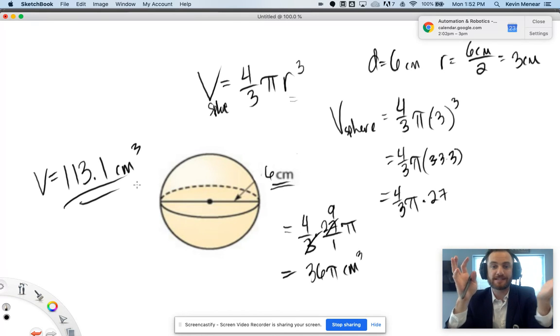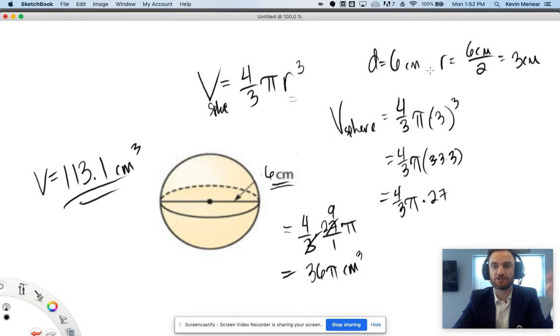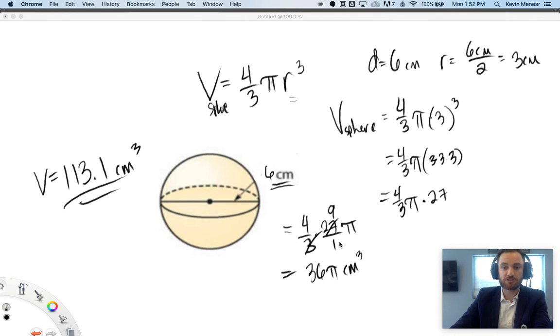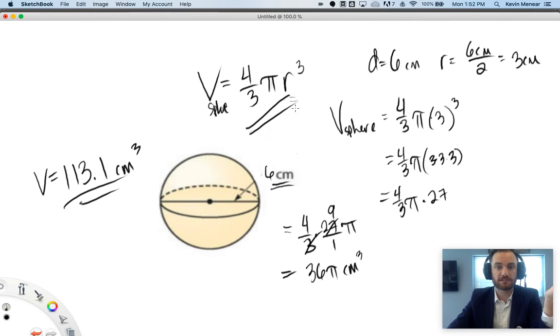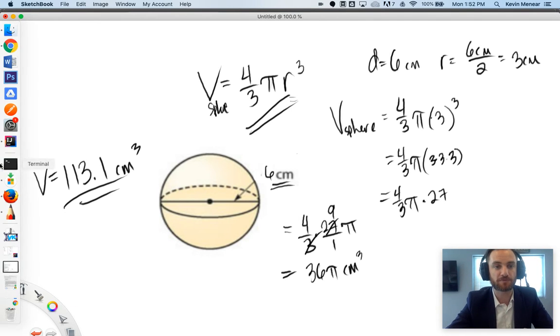Again, here we were given the diameter. If they gave us the radius, that's just one less step because we don't have to find the radius using our formula where the radius is d over 2. So if they give us the radius, it's easier. If they give us the diameter, we can still do it. But the point is all you have to do is just use this formula. Okay, simple as that. Volume of a sphere is 4/3 pi r cubed.